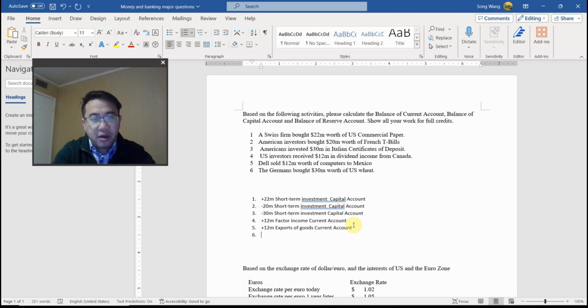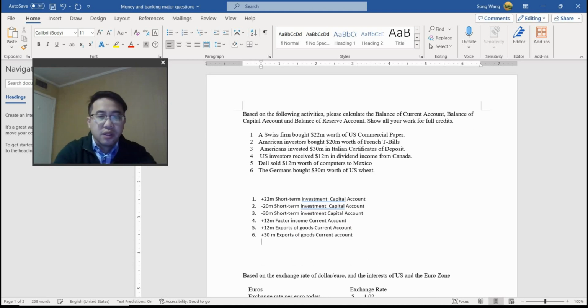Okay, and number 6, the Germans bought 30 million worth of U.S. wheat. Wheat is an agricultural product, and again, this is exports of goods for Americans, and Americans are making 30 mil. And that's exports of goods, and this is also the current account.